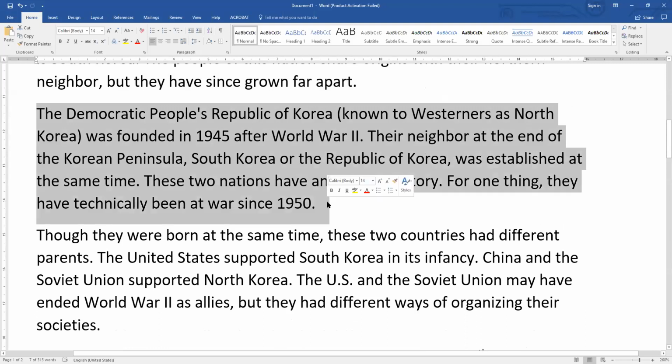The Democratic People's Republic of Korea, known to Westerners as North Korea, was founded in 1945 after World War II. Their neighbor at the end of the Korean Peninsula, South Korea, or the Republic of Korea, was established at the same time. These two nations have an unusual history. For one thing, they have technically been at war since 1950.